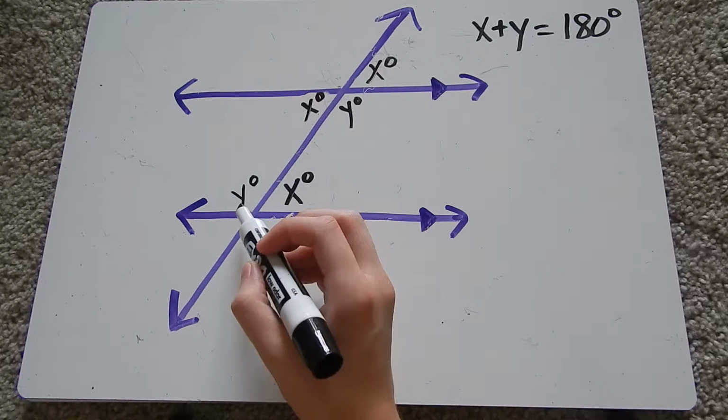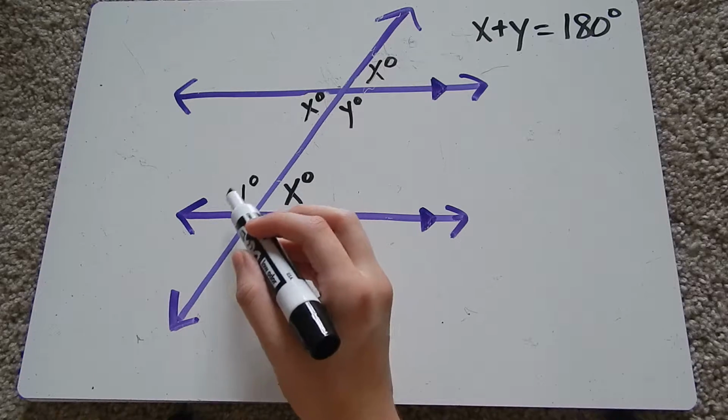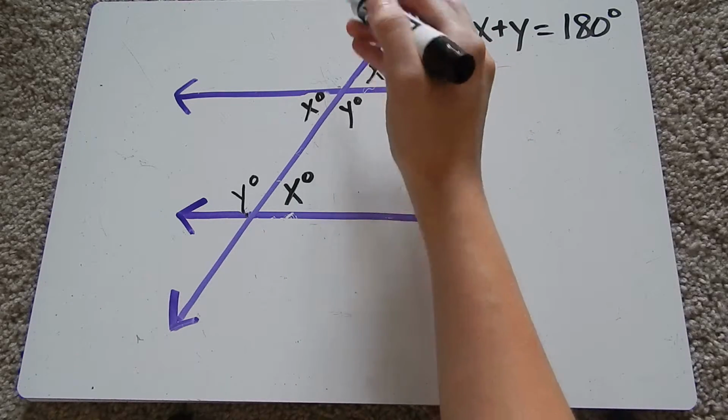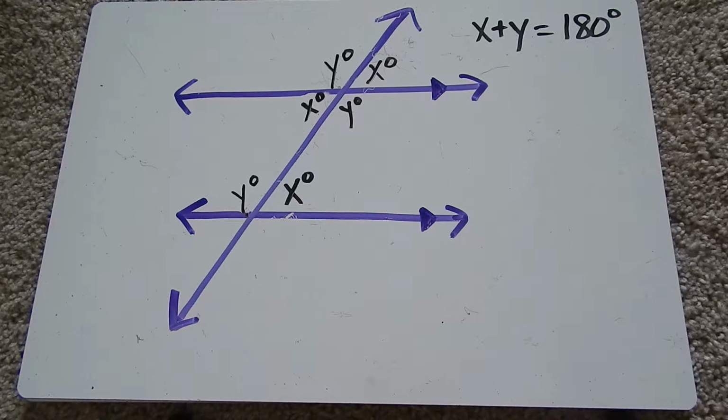Same thing works for the other side as well. So if this is y degrees here, its corresponding angle will be on the top on the left hand side of the transversal, and that is the same or congruent, so that is y degrees.